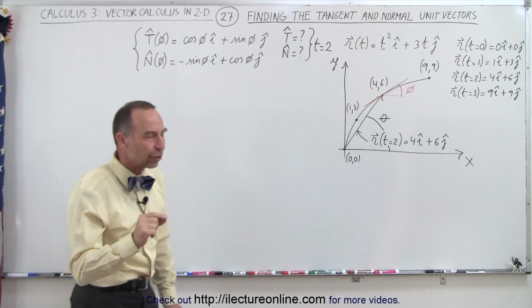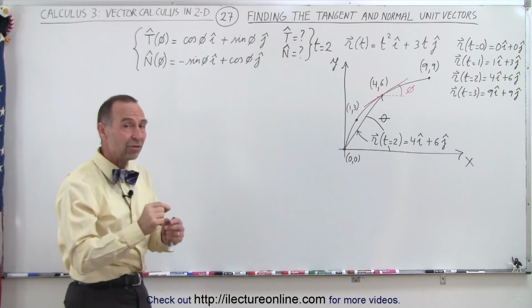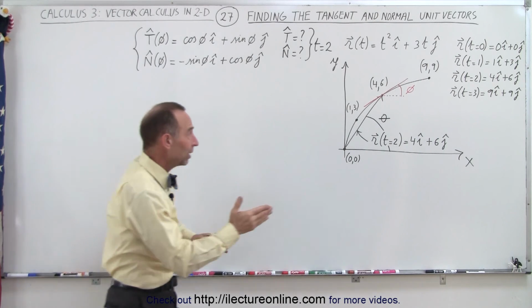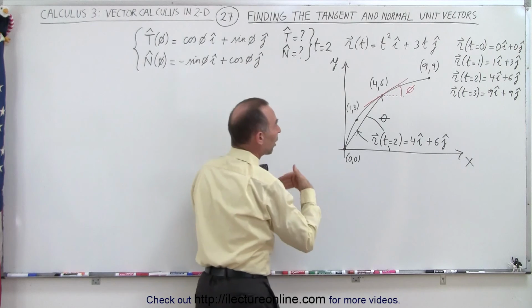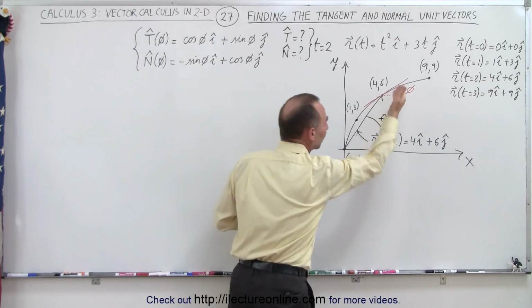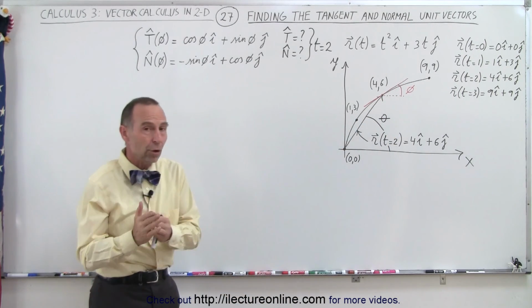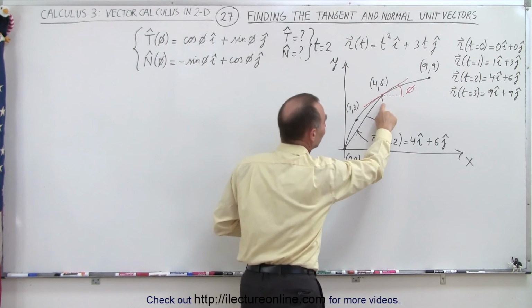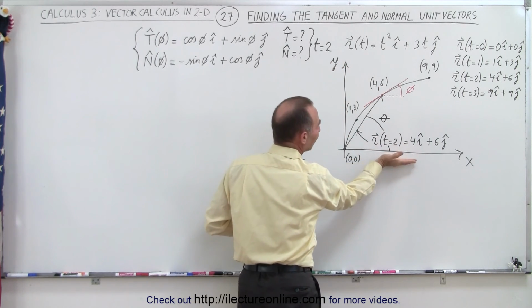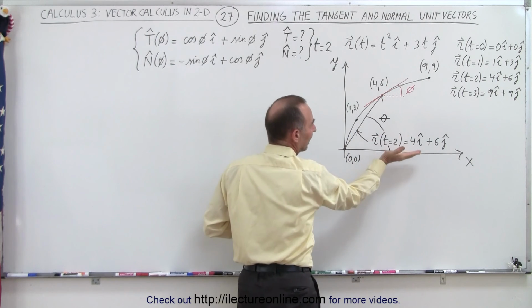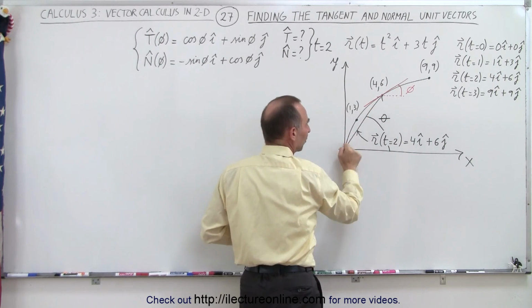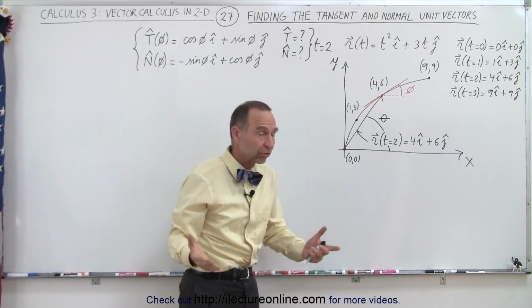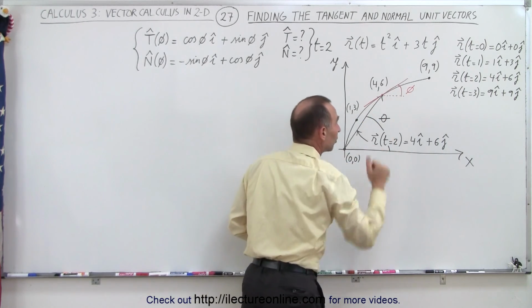So when we try to find the unit normal and the unit tangent vector, are we finding it relative to the position vectors, or are we finding it relative to the curve defined by the position vectors? Notice that for a particular point, when t equals 2, the angle between the x-axis and the curve, and the x-axis and the position vector pointing to the curve, are different angles. So let's call them phi and theta.